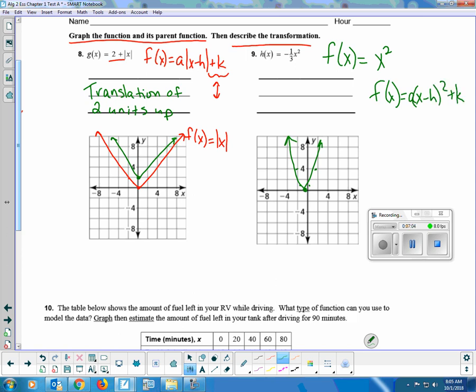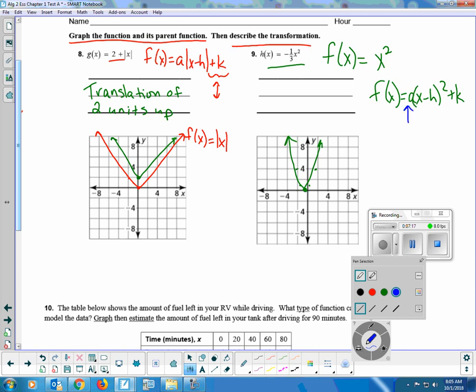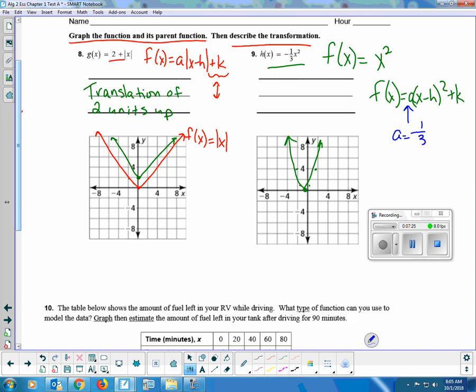What's different between this and the original? There's a negative 1/3 being multiplied. That's the a. It's being smushed up, multiplied by it. If a is a negative 1/3, that means that it must have been reflected because it's negative. So it's a reflection and a 1/3 stretch.